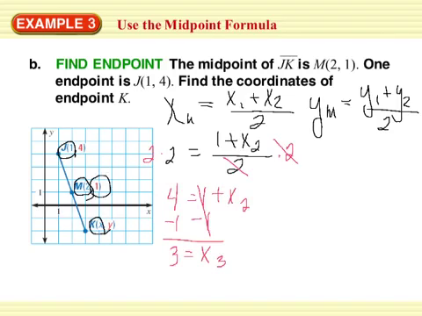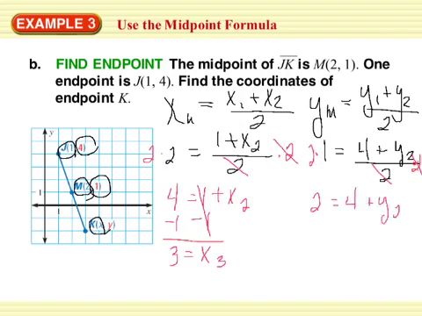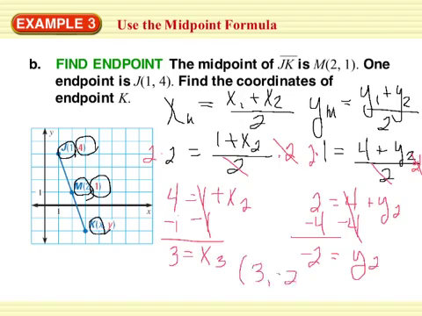Cool. Let's try it with the y's. The y midpoint is 1. y1 is 4. We do not know y2, but we can figure it out. So multiply both sides by 2. If you can see what I just drew, gets rid of that. I have 2 equals 4 plus y2. Subtract 4 from both sides. And there I have y2. So the endpoint is 3, negative 2. Let's check the drawing. 1, 2, 3, 1, 2. Perfect.